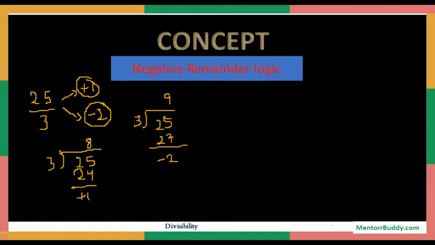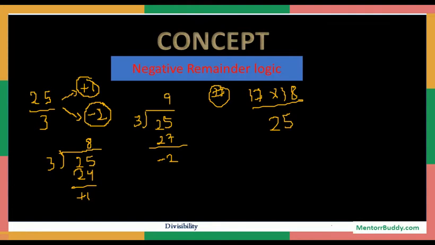In most cases, the negative remainder plays the important role in solving the question. For example, the question says: what will be the remainder when 17 into 18 is divided by 25? If we divide 17 by 25, the positive remainder will be 17 only, and if we divide 18 by 25, again the positive remainder is going to be 18 only.